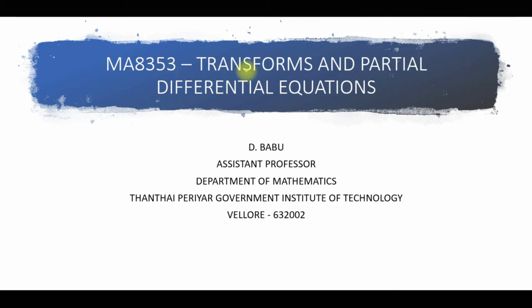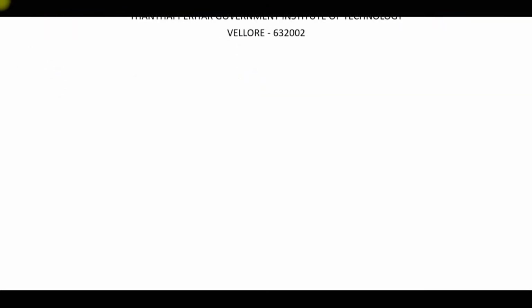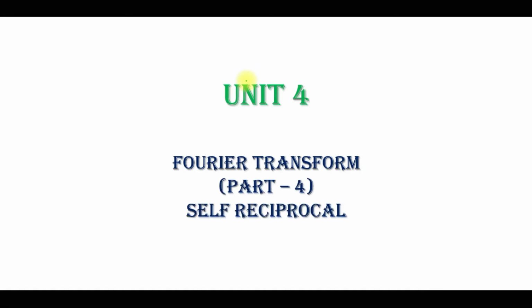MA 353 Transforms and Partial Differential Equation, Unit 4, Fourier Transform, Part 4. In this video lecture, we are going to learn about self-reciprocal. What is self-reciprocal? A function f of x is said to be self-reciprocal under a Fourier transform if Fourier of f of x equals f of s. That is, if f of x and its Fourier transform have identical functions, then the given function f of x is said to be self-reciprocal.